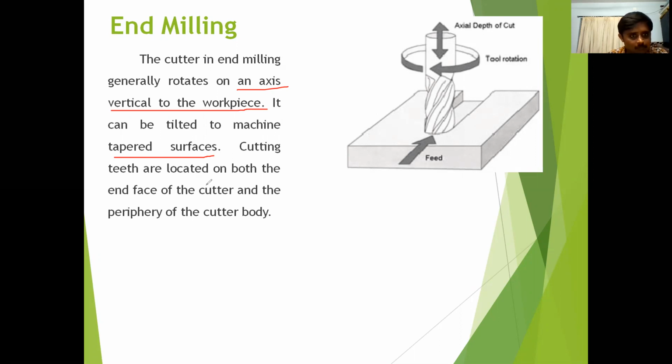Cutting teeth are located on both the end face of the cutter and the periphery of the cutter body. Here, if you observe, in case of the slab milling, the cutting teeth are located on the periphery surface of the cutting tool. In case of the face milling, the cutting tips, we can call them cutting teeth, are placed at the end face of the cutting tool. But here, the cutting teeth are located on both the end face as well as the periphery.